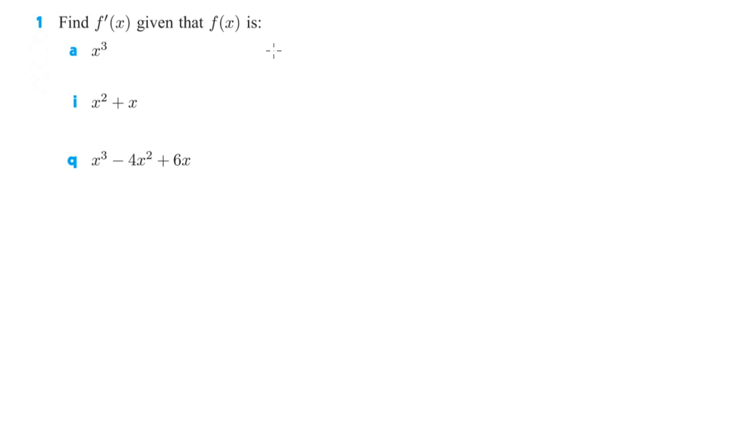So for a, we've got x to the third. So remember this 3 pops out front here, multiplied by whatever's in front there. So 3 times 1 is just 3x, and then we subtract 1 from that, so we get 3x squared is what f prime of x is.